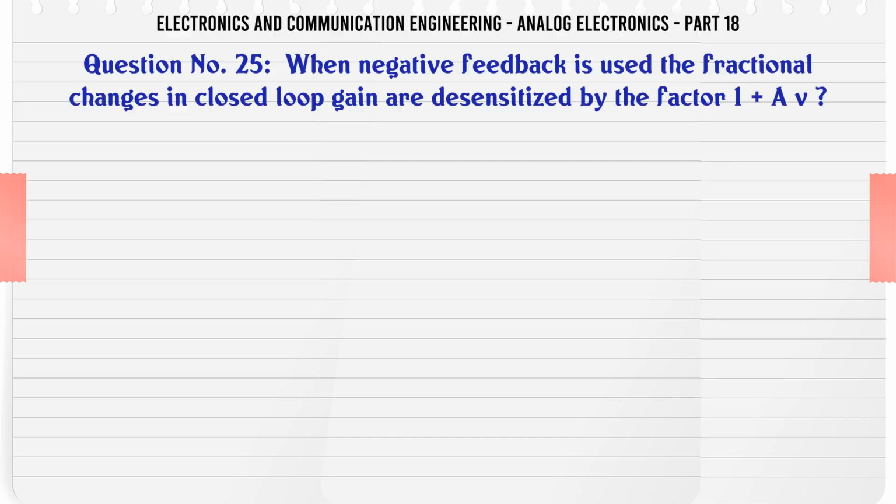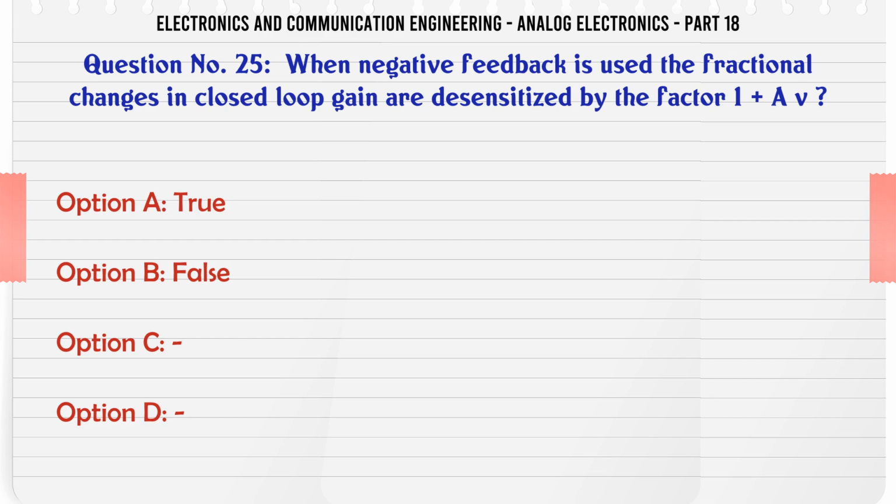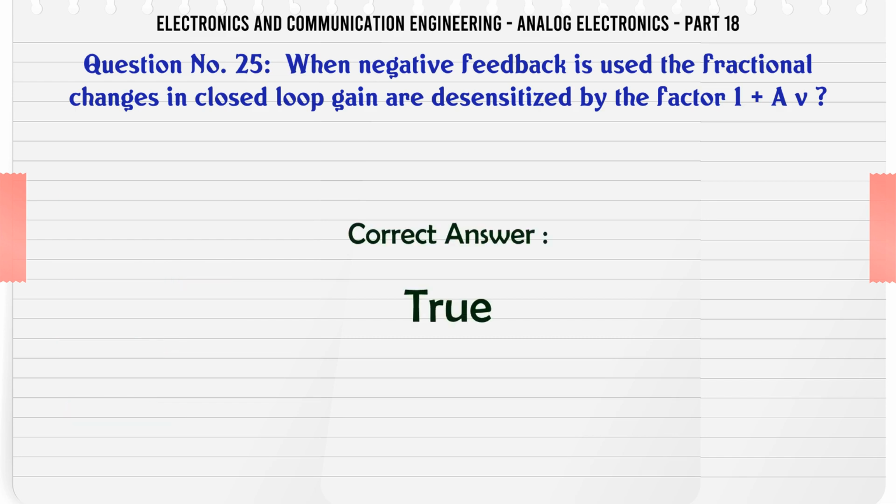When negative feedback is used, the fractional changes in closed-loop gain are desensitized by the factor 1 + Av. A. true, B. false. The correct answer is true.